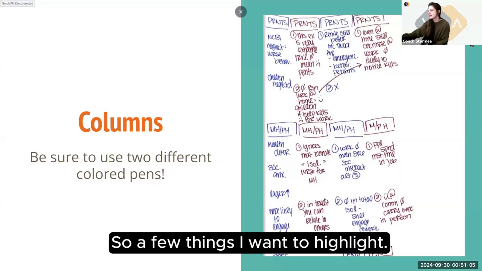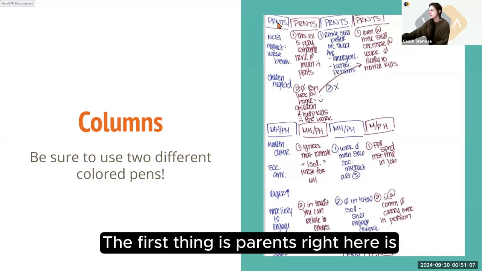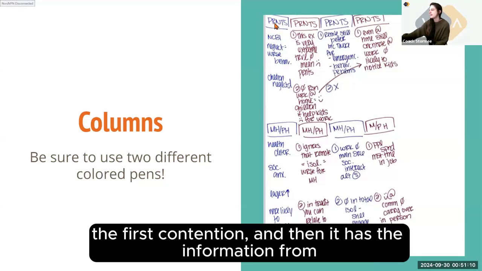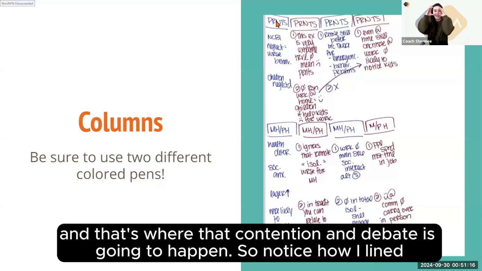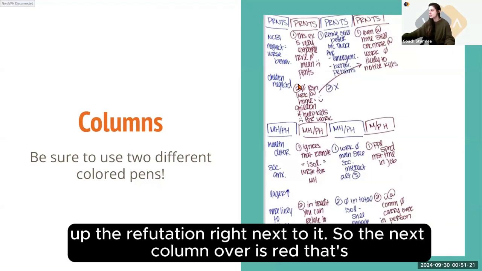So a few things I want to highlight. The first thing is parents. Right here is the first contention, and this is the information from that contention. So I take the name of the contention, I draw a box around it, and that's where that debate is going to happen. So notice how I lined up the refutation right next to it.